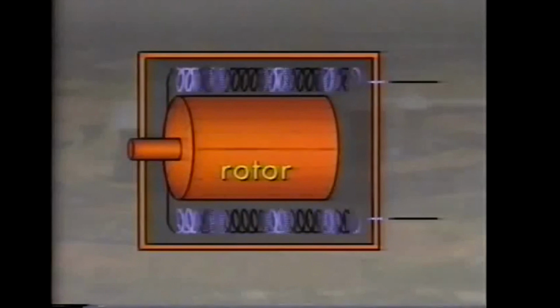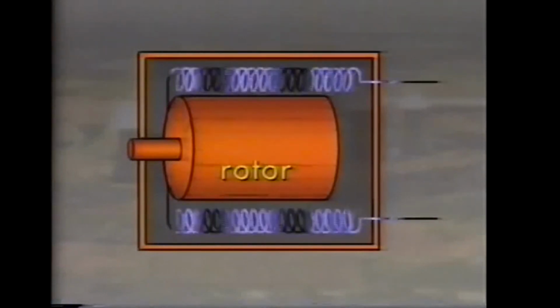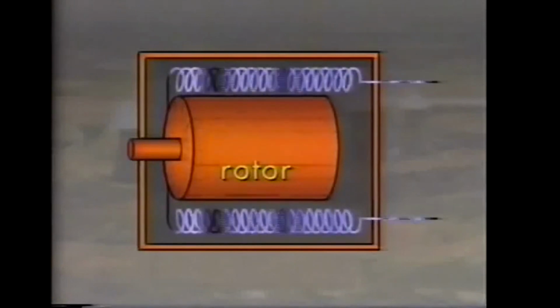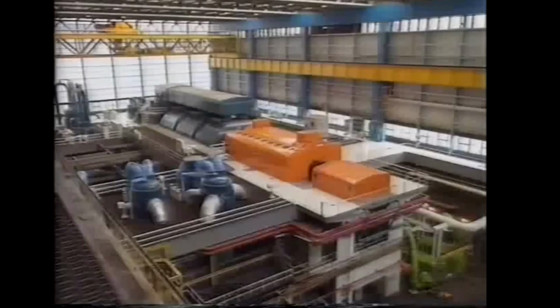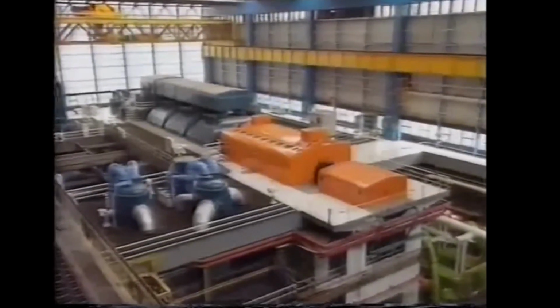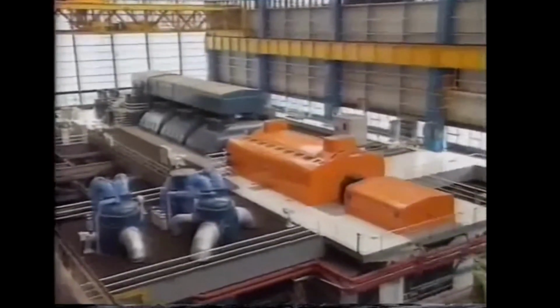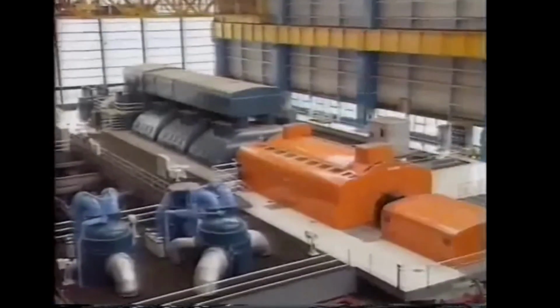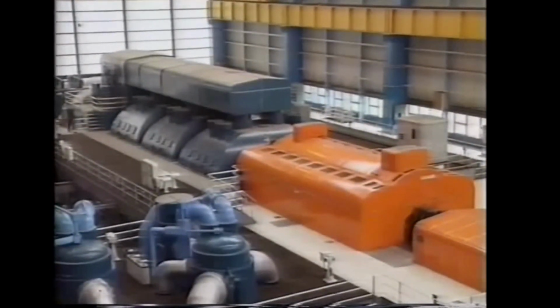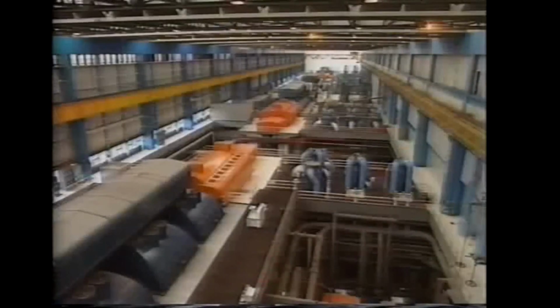Inside the generator, linked to the turbine by a shaft, is the rotor, which is actually a large electromagnet. It turns at 3,000 revolutions a minute inside the stator, which has many coils of copper wire. The generator produces electricity at 22,000 volts. The power output of each generator is 500 megawatts, and at Fiddler's Ferry there are 4 of them, giving a combined total output of 2,000 megawatts.